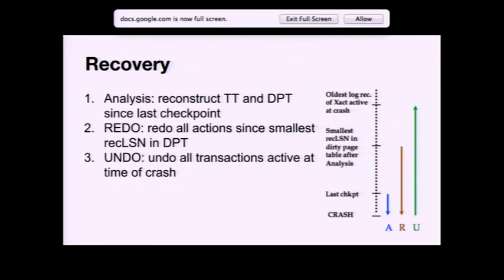So this is kind of the order that we go in. This is taken from Joe's slides. For analysis, we start at the last checkpoint and move forward. For redo, we start at the smallest recLSN and move forward from there. And for undo, we start at the LSN where we crashed and move backwards through LSNs until we reach the oldest log record of all the transactions that were active at the time of the crash. After that, there's nothing more to undo.